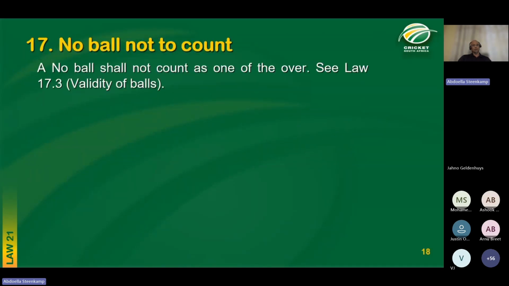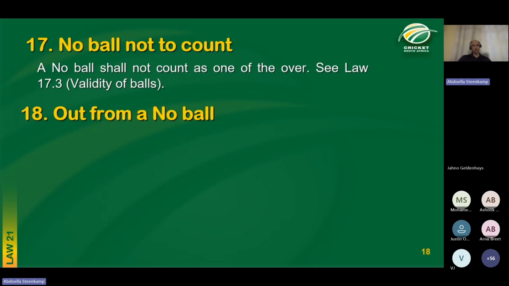Lastly, under the no ball, or the penultimate one, the no ball does not count as one for the over, so the ball needs to be rebowled. And how can you be dismissed off a no ball? There are in total 9 modes of dismissal. To be dismissed off a no ball, only 3 of those modes are applicable.